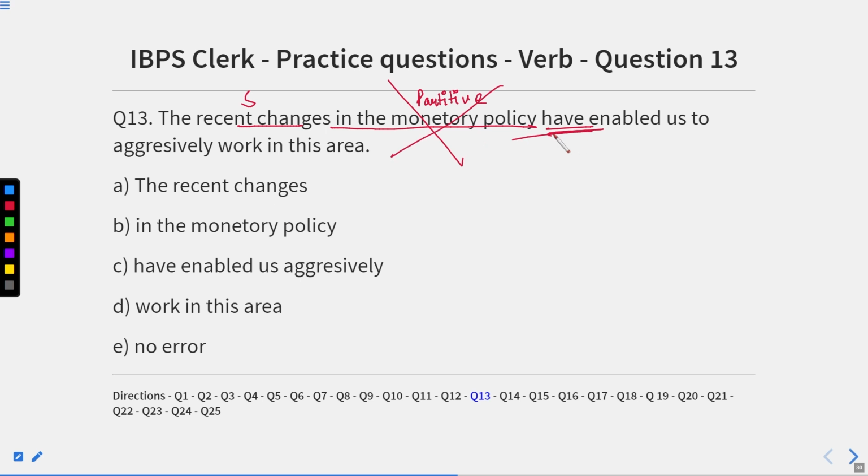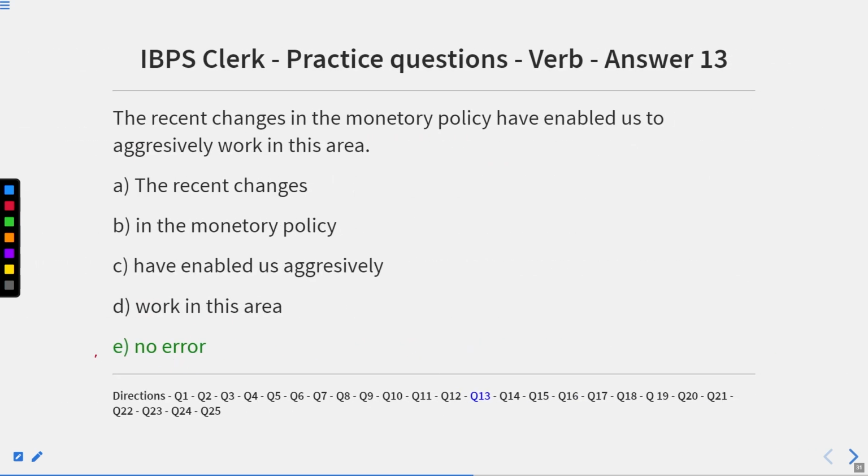The verb is have, and have is used with the recent changes. Changes are plural, so the subject is plural, and we need to write a plural form of verb. So this have is absolutely correct. Therefore, our answer is no error. The sentence is absolutely correct, and the verb is used according to the subject. That is fine. Now let us move to the next one.